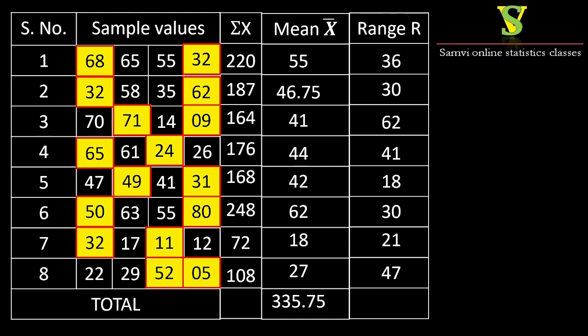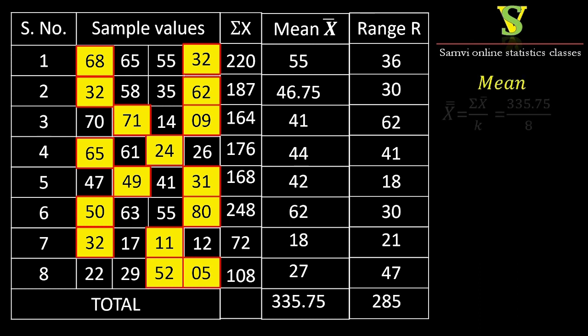So once you calculate the range, next step is finding the total here. If I take the total, I get here 285. Once you calculated the mean and range value, next step is finding what is x double bar and r bar.